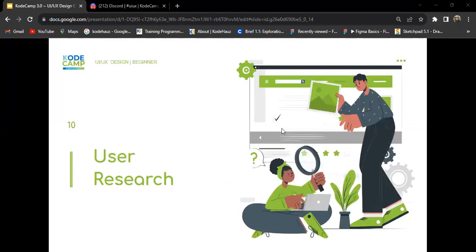So now, how do we gain more understanding about our users? How do we go about it? This is where user research comes in. This is a medium of getting to understand our users better. I like to think that to empathize is to research.